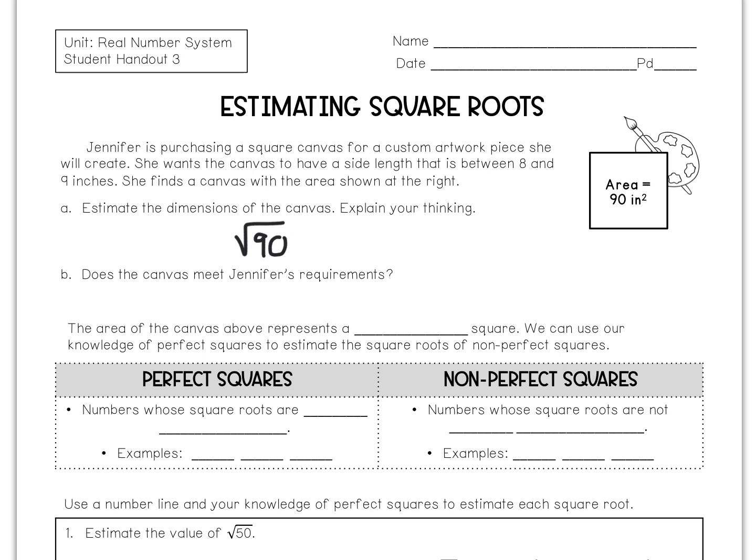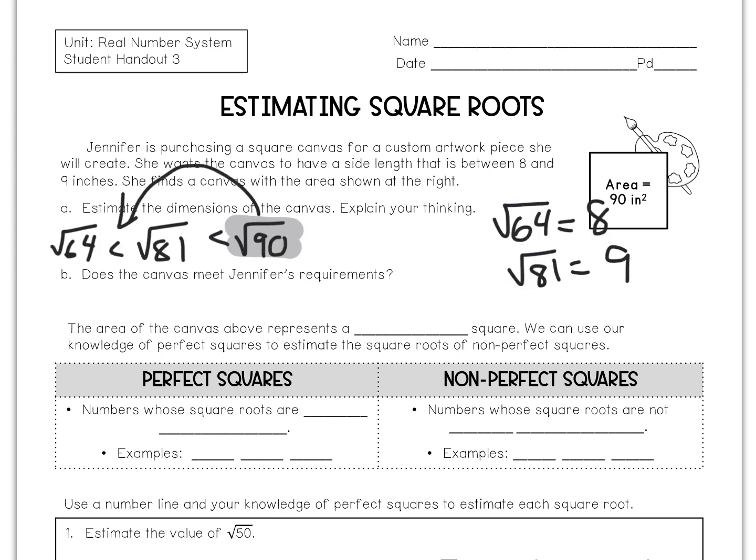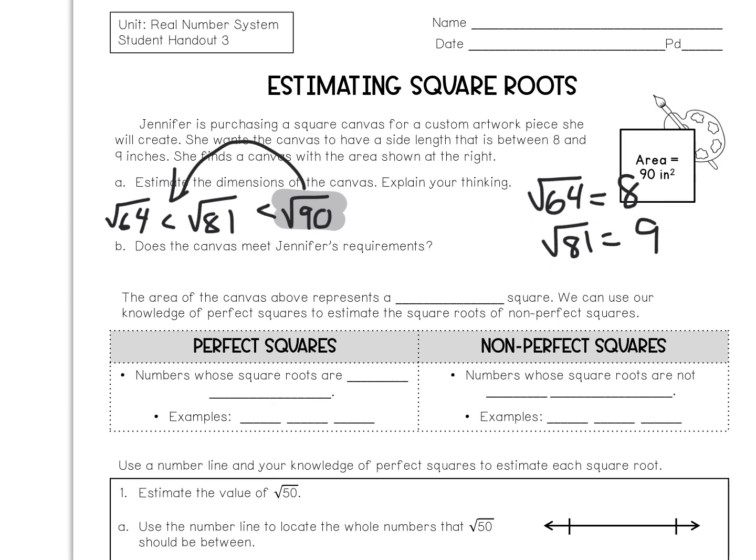Now, it wants us to compare this. It said between 8 and 9. So let's look at what is this. So, does it meet the requirements? No. No, it does not meet the requirements. And this thing represents a non-perfect square.